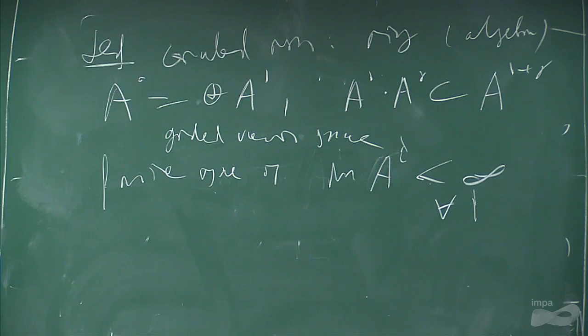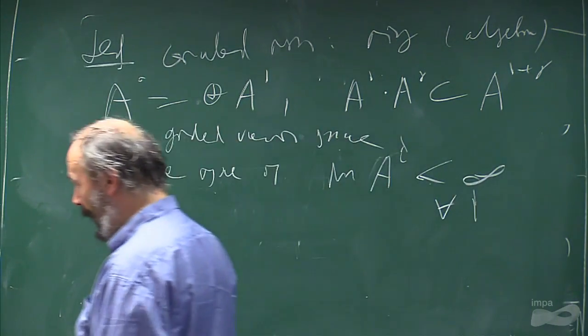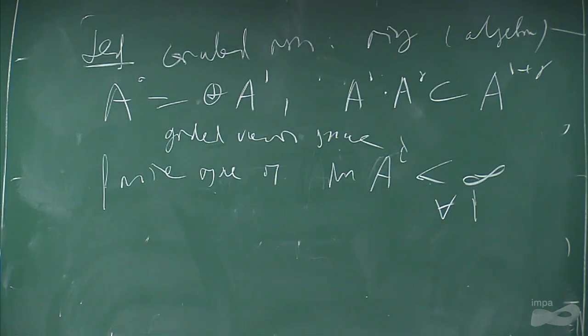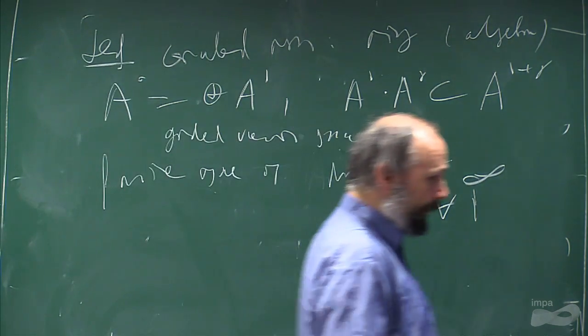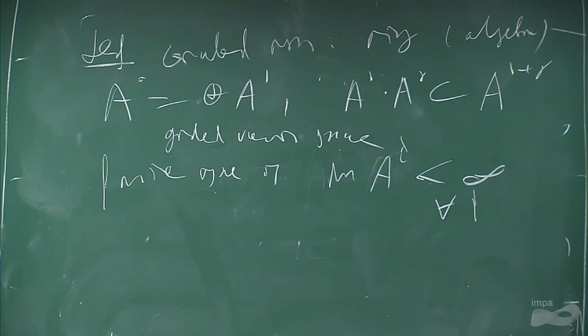So examples, polynomial rings. This is something which we have already done. For polynomial rings, the homogeneous component of degree d is the eigenspace of your group action.